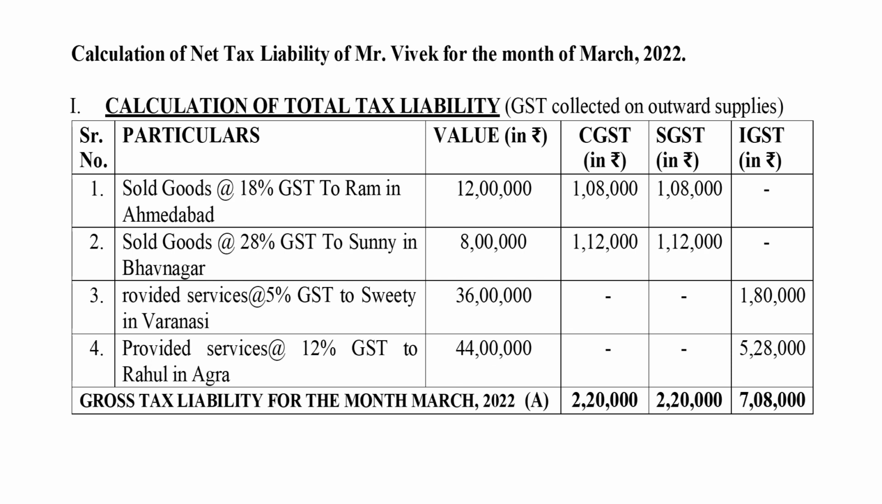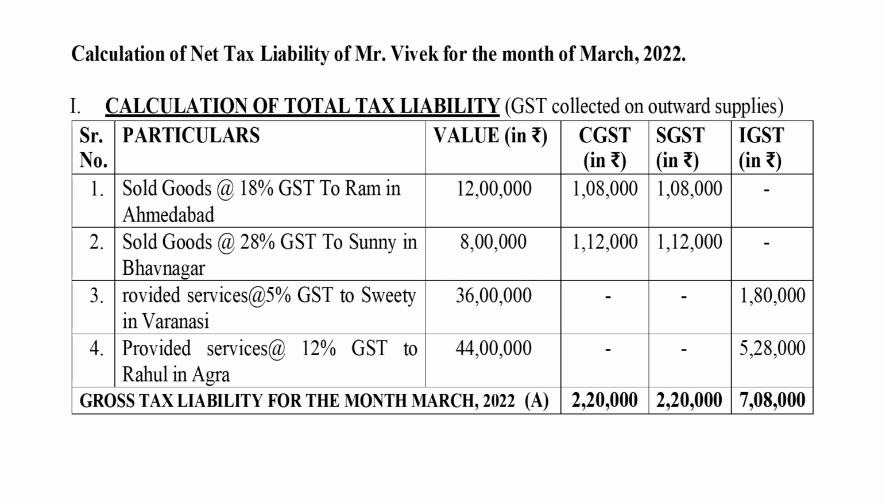First is sold goods at 18% GST to Ram in Ahmedabad. Vivek belongs to the state of Gujarat, and Ahmedabad is in Gujarat, so this is intra-state. So 12 lakh will be distributed equally in CGST and SGST. We will take 9% of 12 lakh, that is 1,08,000 in SGST and 1,08,000 in CGST. So on the 12 lakh amount we calculate 9% and divide it equally into CGST and SGST.